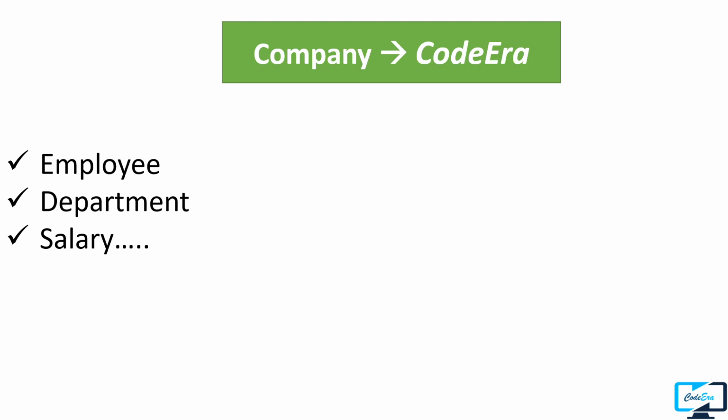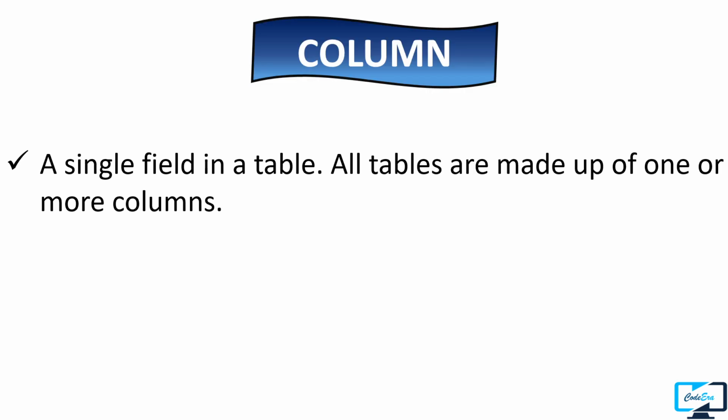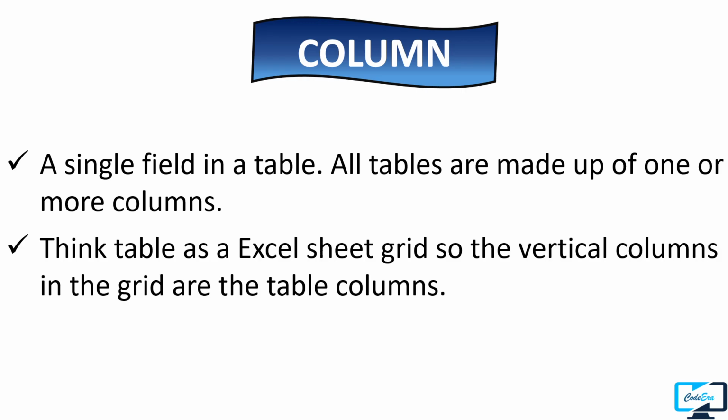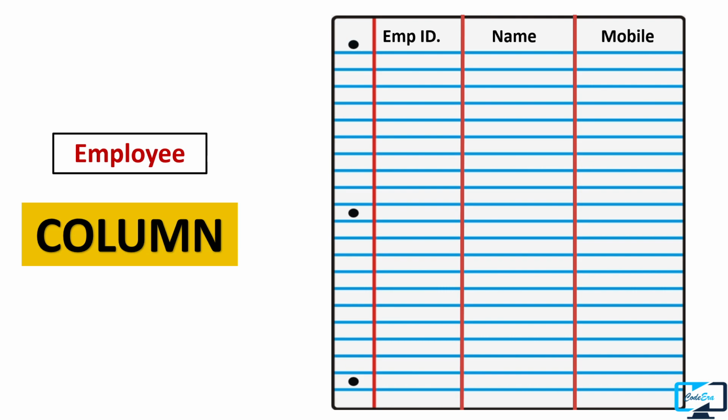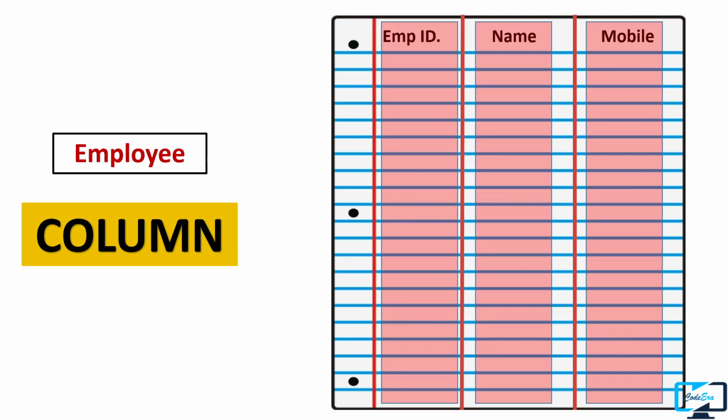Now let's see our next term, which is column. So in a table, column is a single field and the tables are made up of columns. So you can think of an Excel sheet where vertical columns in the grid are the table columns. And when we create a table, we add different constraints to the column like primary key, foreign key, not null and so on. And we will discuss these constraints later on in this series. So for example, in the employee table, these three vertical columns are the columns of the employee table. So the employee table has three columns which are employee ID, name and mobile.